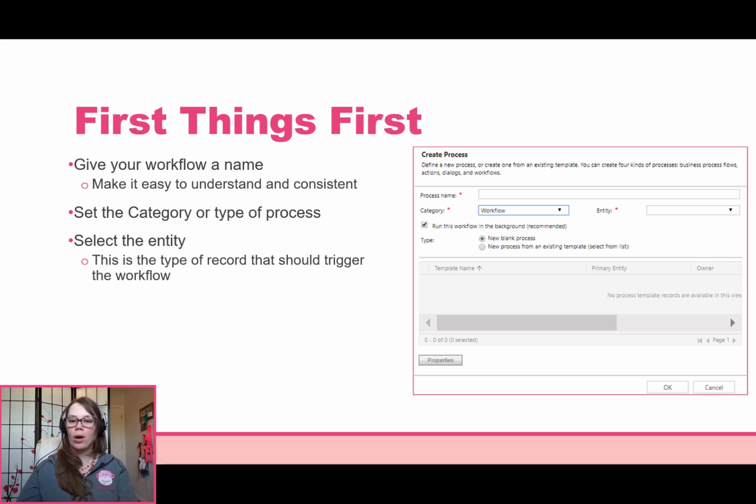Next, we're going to choose the category. So this is the type of process. In this case, we're talking about workflows. And finally, we're going to choose the entity. So this is going to be your primary record, the record that you want to trigger this automation. You'll see we also have there an option for type, where you can choose if it's a new blank process or a new process from an existing template. So once you've been playing with workflows for a while, you do have the ability to save a workflow as a template, and then you can basically create a copy of it and use this to create similar workflows if you needed to do that.